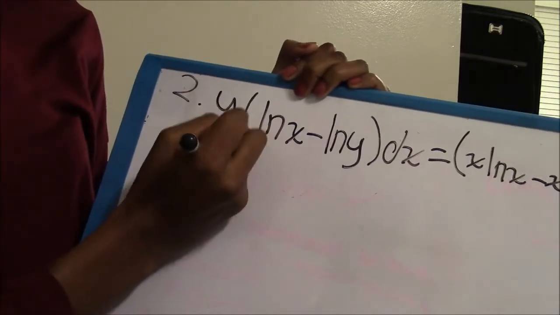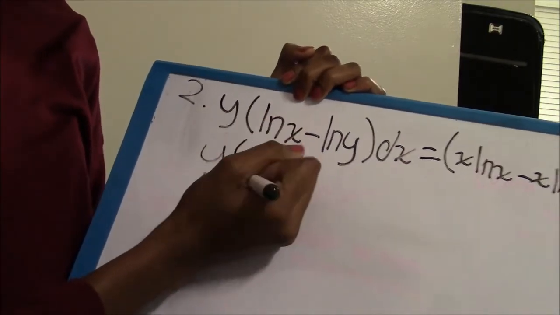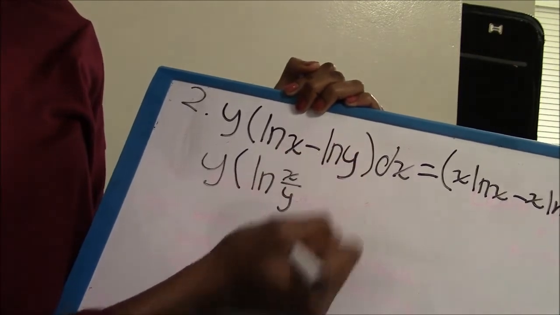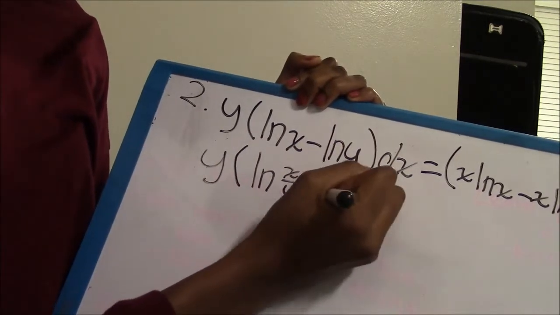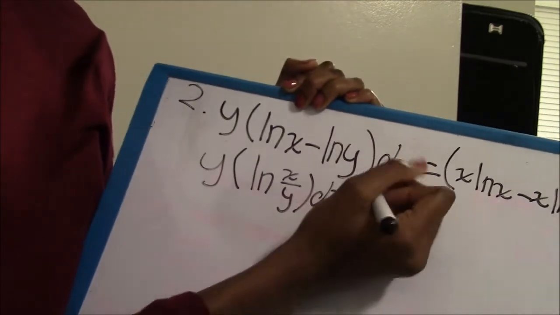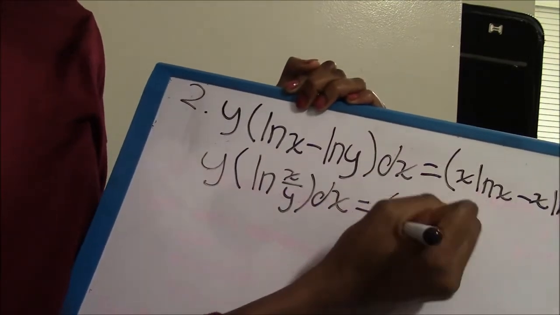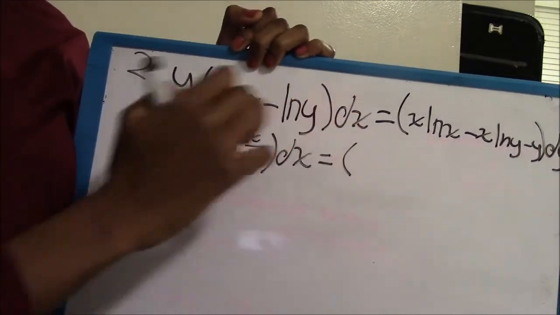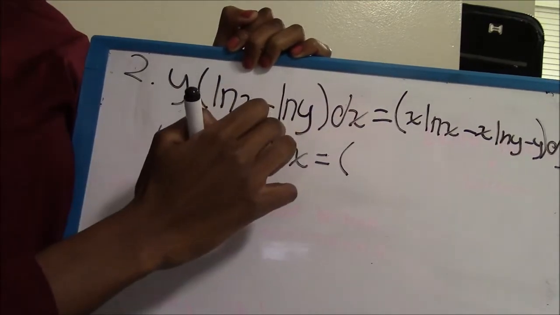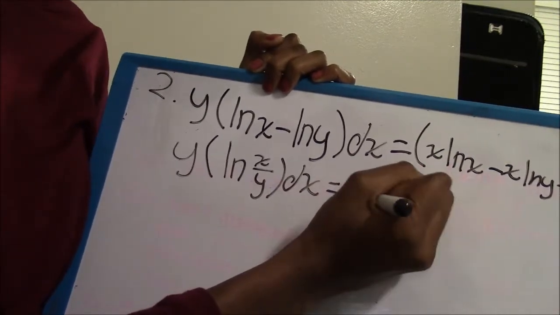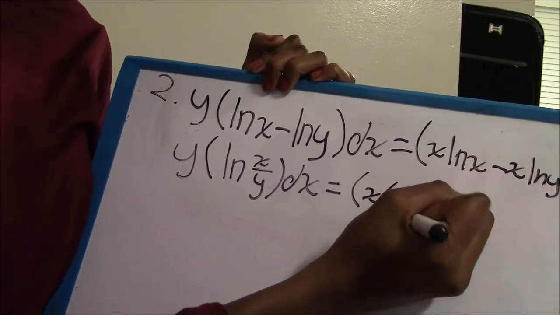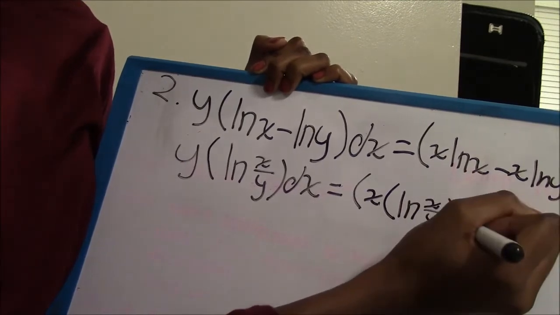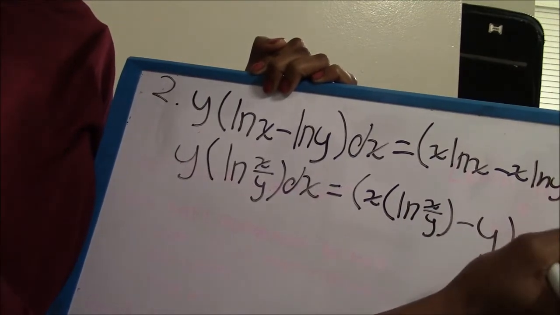we can say that this is y times the ln of x over y dx equals, we're going to factor out the x over here, so we can just have the same thing over here, ln of x minus ln of y. So when we factor out the x, we get x times the ln of x over y minus y dy.